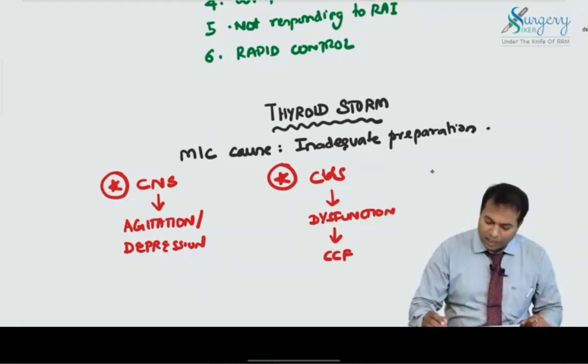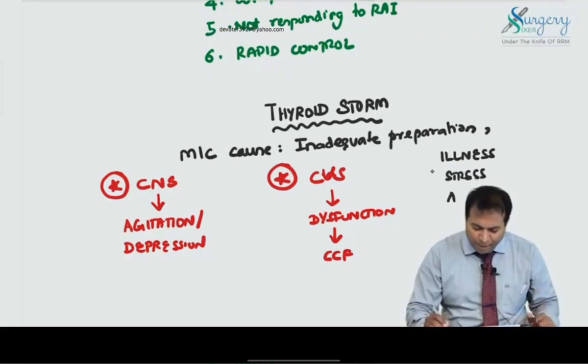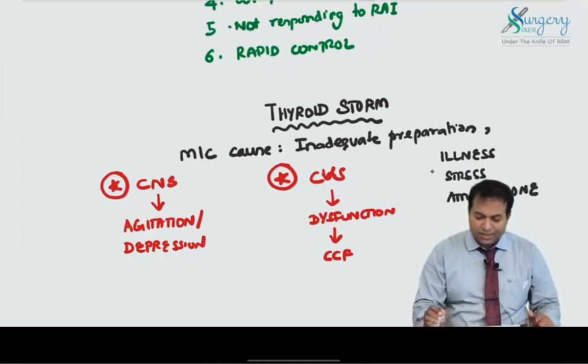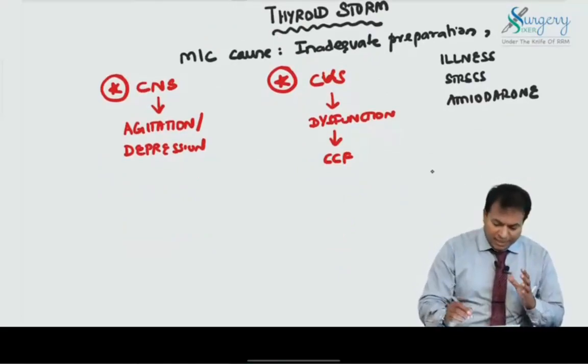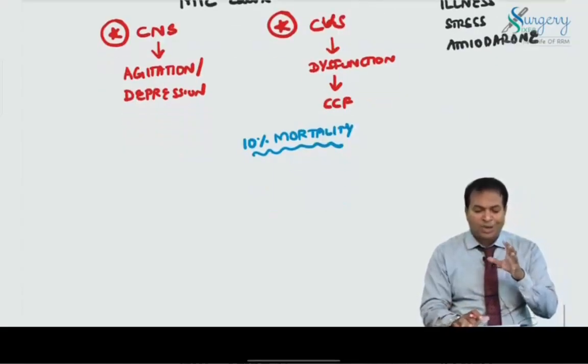The causes are inadequate preparation, any illness, any stress, drugs like amiodarone. All these things are various causes of thyroid storm. But please remember, the thyroid storm is very dangerous because 10% mortality is seen in these cases. When you see an episode of thyroid storm, in spite of all your extensive management, 10% will die.